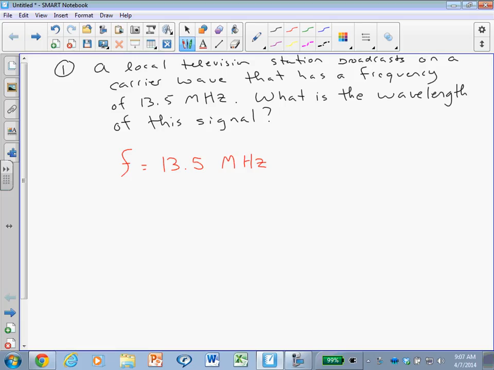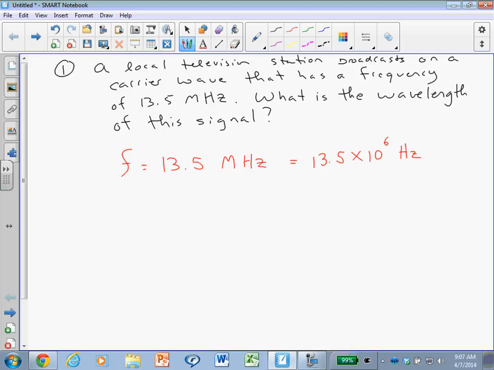For a problem like this, it doesn't say put it in standard notation, which is like 1 point something times 10 to the something in scientific notation. So you could just leave it as 13.5, and then the mega means what? 10 to the 6. So that's 10 to the 6 hertz, right? And if you get something like a nano, remember, you have those in your reference table. Okay, so we have our frequency.